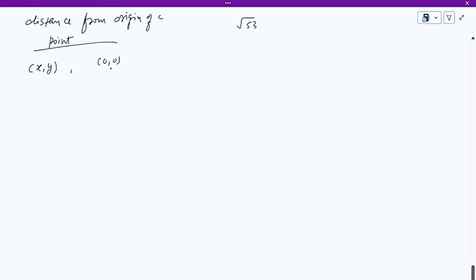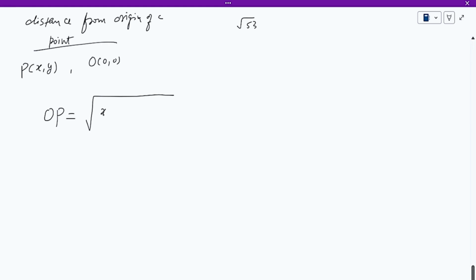From origin. So we can directly use this derived result. Let's say I'm finding a point x comma y, its distance from origin. So origin is 0 comma 0. So the distance of this from origin, let's say this is a point P, and origin is denoted by O. The distance of a point P from O, we write it as OP, and which is equal to what?